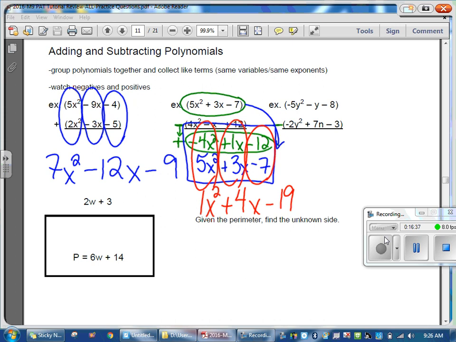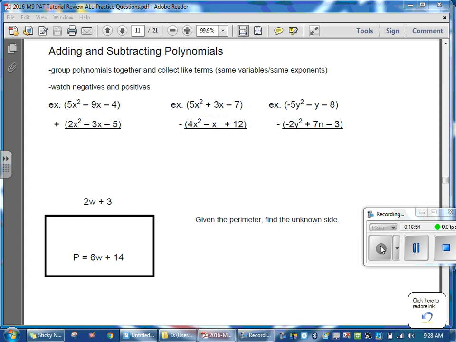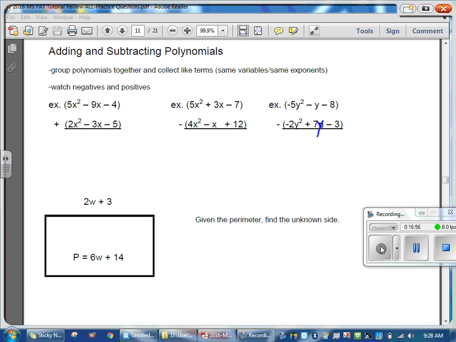Okay, we found a typo. This n over here should be a y. Okay, so please change it to a y. Okay, we're going to go through that question right away here. So, changing this to a y, I change that to a plus sign, and I change all the signs on the inside of my bracket. Okay, so now the 2y squared is positive, the 7y is negative, and the 3 on the end is now becoming a positive.